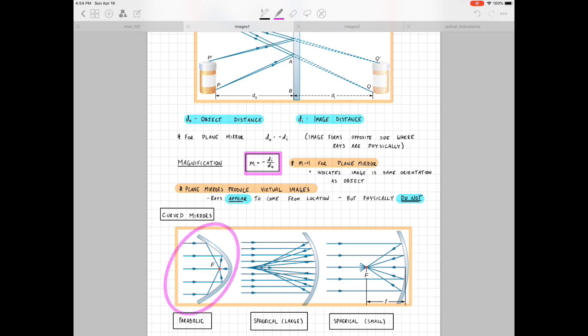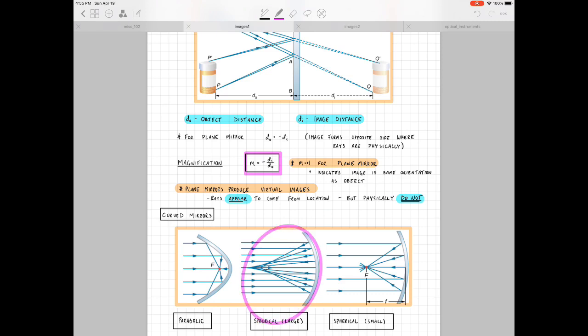But there's parabolic, and so that means the shape of the mirror is a parabola. And the cool thing about a parabolic mirror is that rays that are parallel to the plane of the parabola, when they hit the mirror surface, all of those rays cross the same point, and that's called the focus or the focal point. And so for a parabolic mirror, all parallel rays will pass through that dot F. You can also have spherical mirrors.